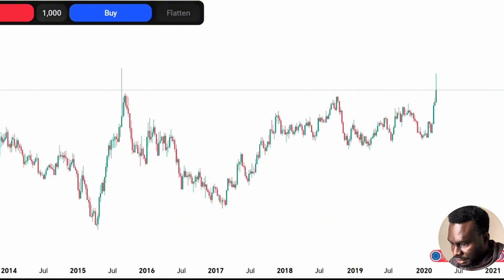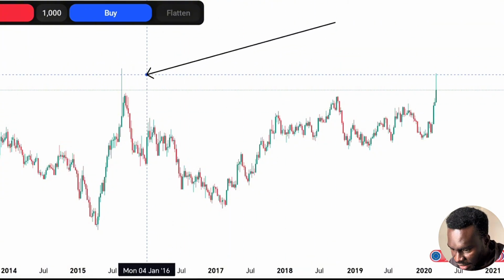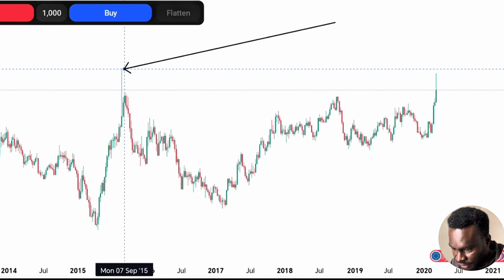Let me show you how to avoid false breakouts, also known as fake outs. Let's say you have identified this point as the highest point made in the market previously.